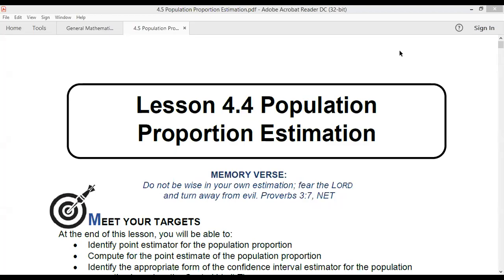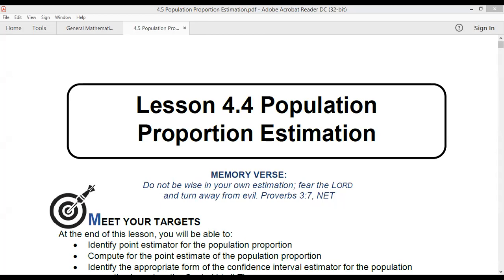Today's lesson, lesson 4.5, is population proportion estimation. It's also available in your MVC online learning classroom. Our memory verse is found in Proverbs 3 verse 7. It says, "Do not be wise in your own estimation. Fear the Lord and turn away from evil."